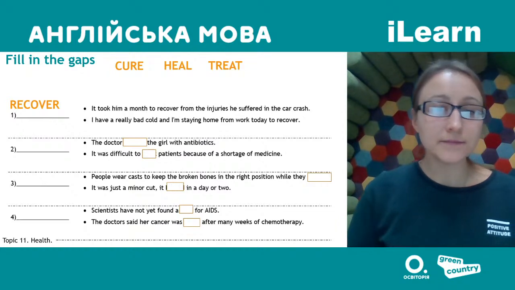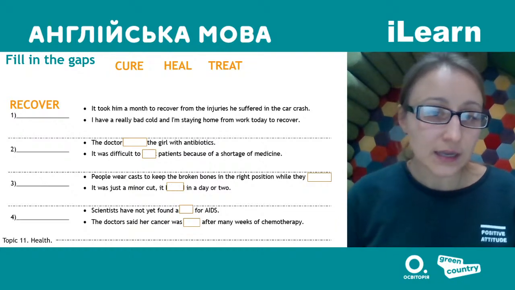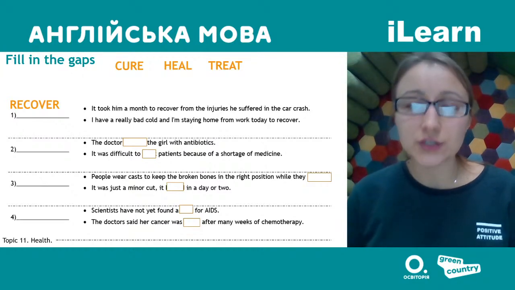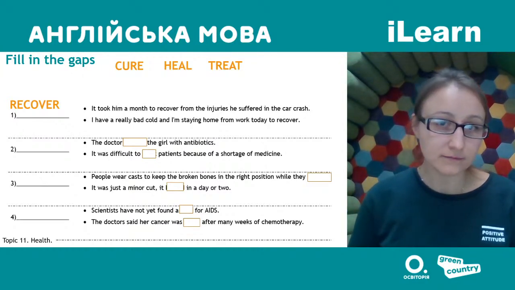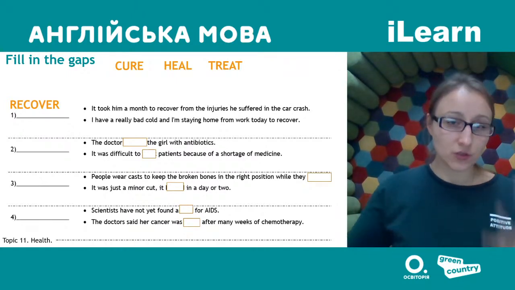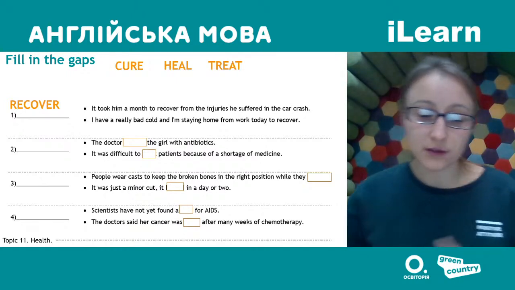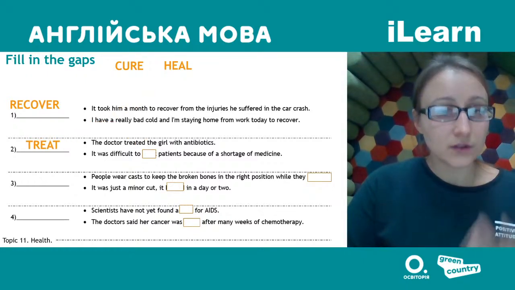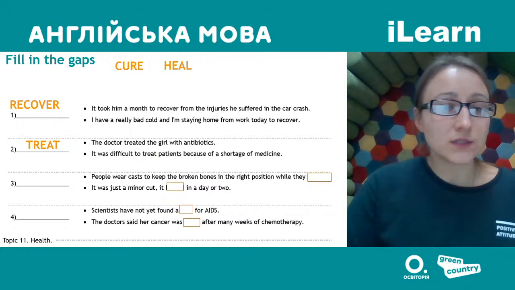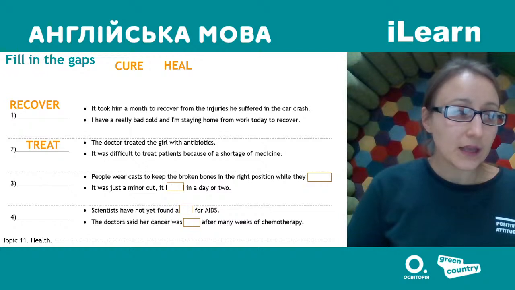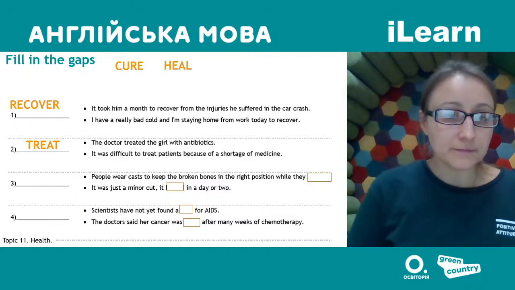The doctor treated the girl with antibiotics, it was difficult to treat patients because of a shortage of medicine. Number 2. If you have a doctor and patient, usually the doctor treats, yes? So the doctor treated the girl and it was difficult to treat patients. Treat, the process, yes? Great, let's go to number 3.